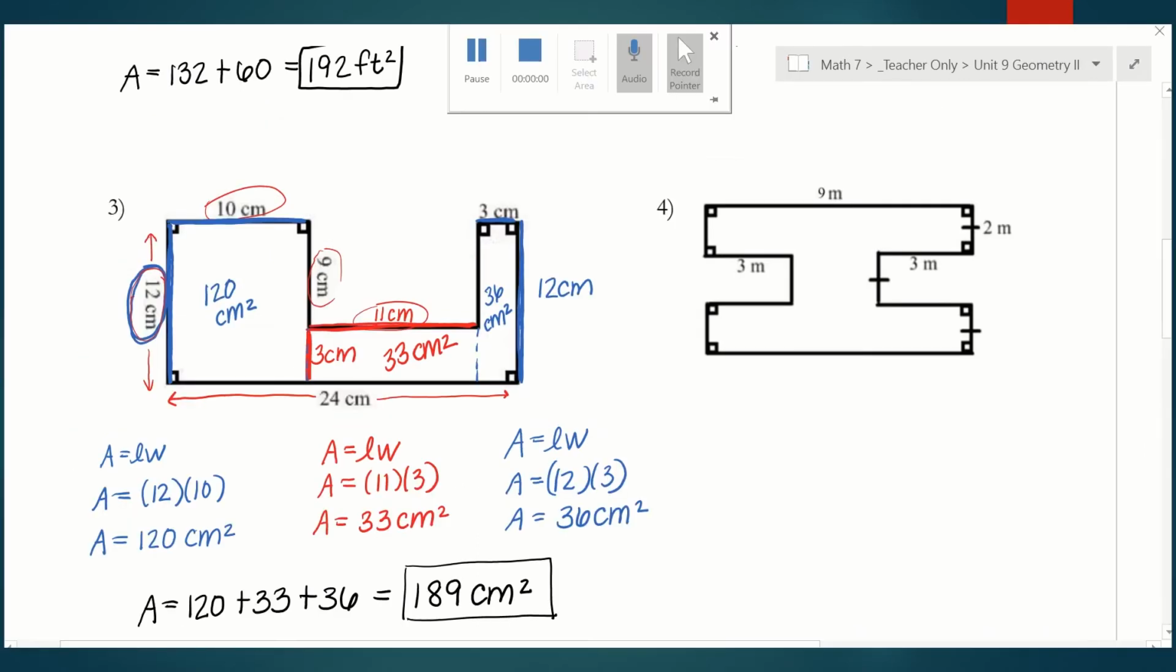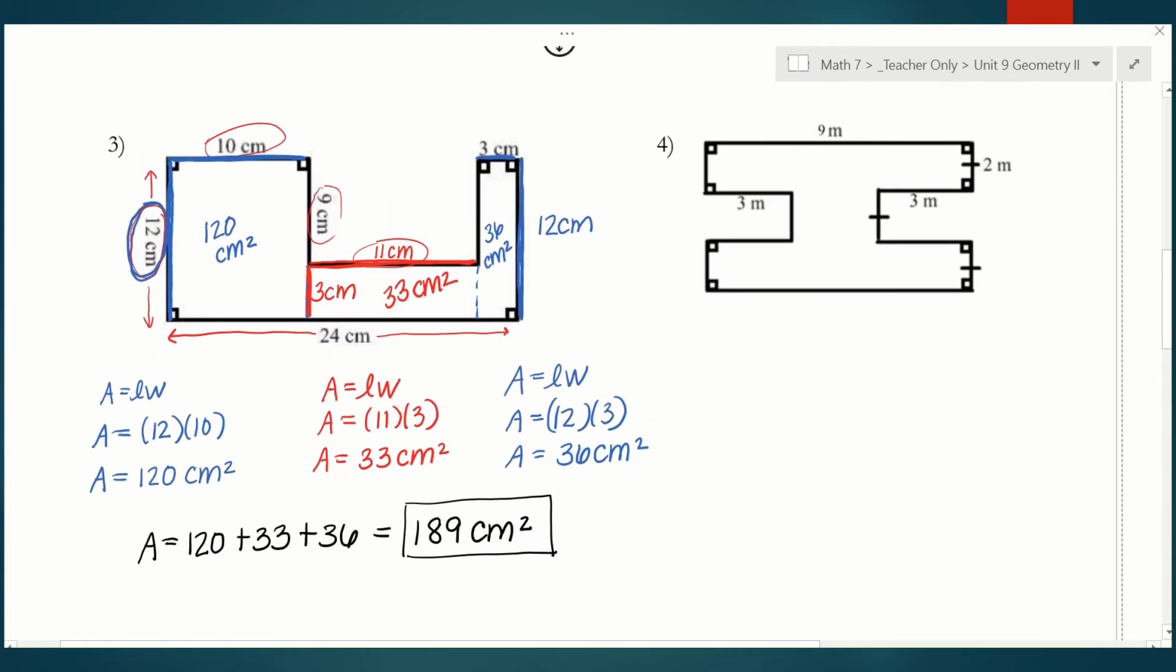Okay. All right, let's take a look at number 4. So this one again might be a good one to split into 3 shapes. I would say we could go like this. Okay, so if we look at the top rectangle, start with our formula here, length times width, I can see that the length of that rectangle is 9 and the width is 2. So that's a good one to start with, 9 times 2. All right, so that gives me 18 meters squared for that top one.